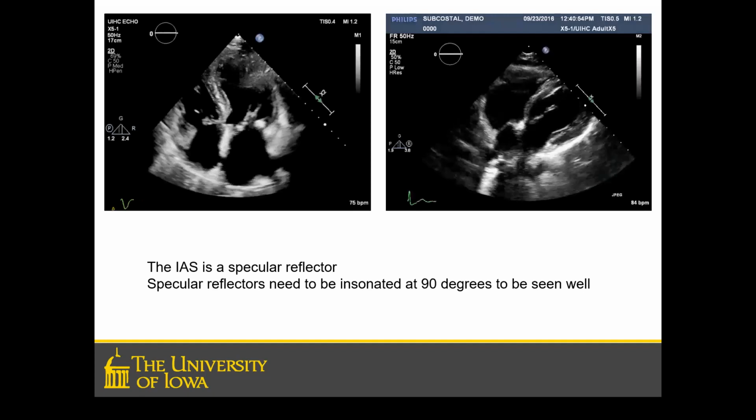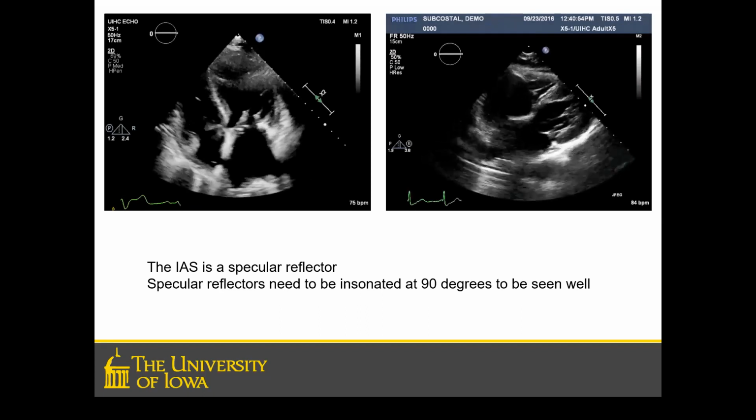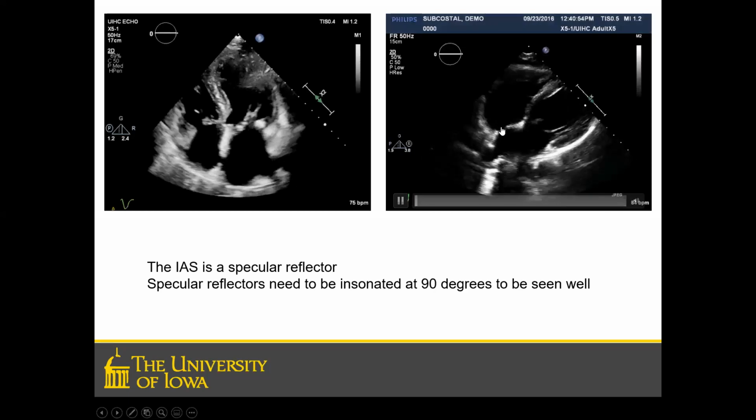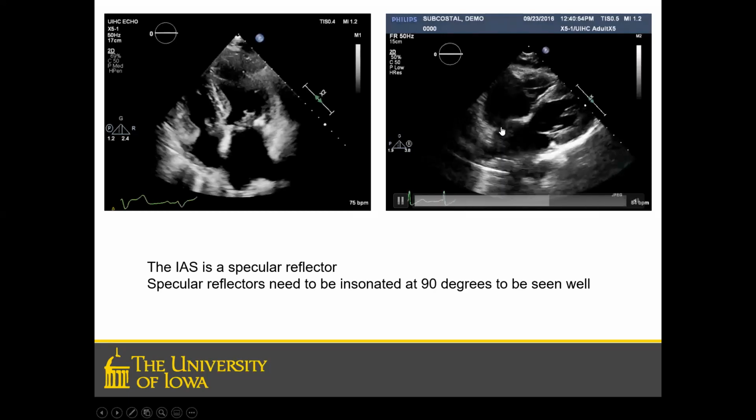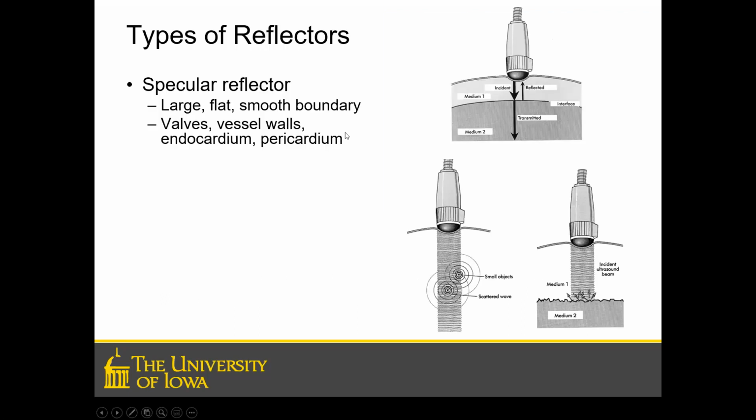This gets us into the discussion of specular reflectors versus diffuse reflectors and how you need to image them. In this example, we really need to image the septum at 90 degrees or close to 90 in order to be able to see it. Specular reflectors are large, flat interfaces and boundaries, so things like the valves, the vessel walls, endocardium, pericardium, like this example. We need to hit them at 90 degrees so the sound reflects straight back up and we can see it.